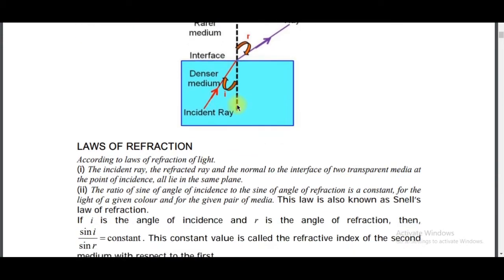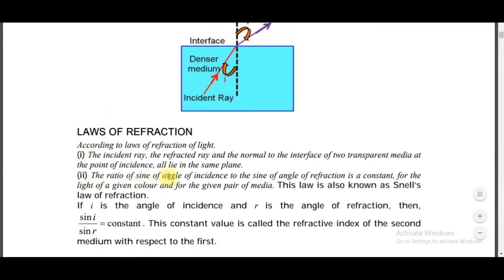Next, what they have given is that the ratio of the sine of the angle of incidence to the sine of the angle of refraction is a constant. That is, sin i by sin r equals a constant, is what they are trying to say here. And this constant is nothing but the refractive index of the second medium with respect to the first. Refractive index does not have any SI unit, because sin i and sin r both do not have any unit. So it is obviously a constant, and constants do not have any SI unit. So the refractive index is just the ratio of the sine of the angle of incidence to the sine of the angle of refraction.